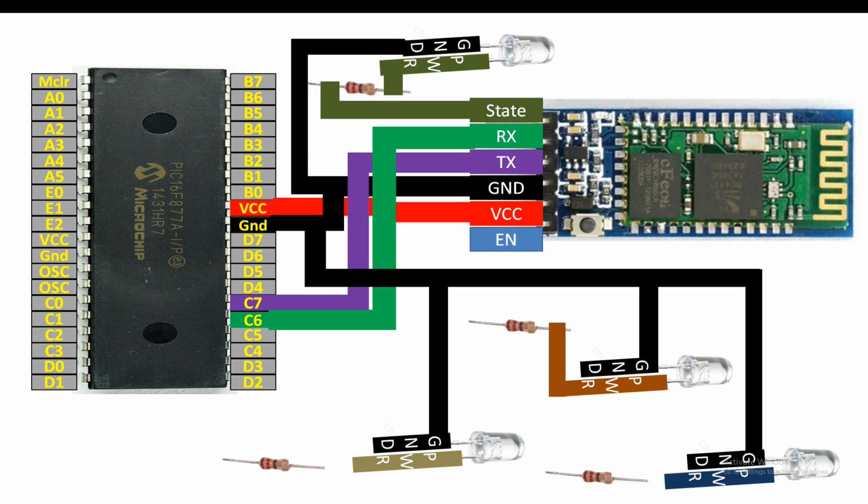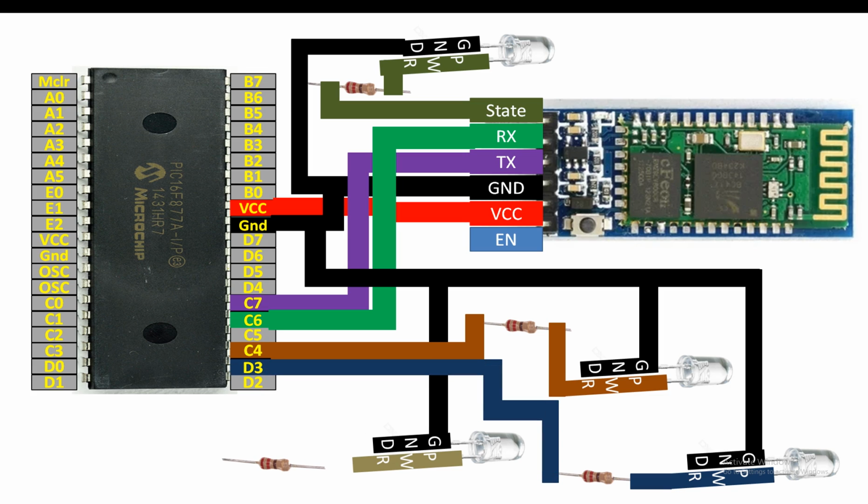Then from the other end of the 220 ohm resistor, you can use any available digital input output pin of your PIC. I'm going to use pin number C4 for this like this. Now guys, for the rightmost LED, connect the longer pin to the one end of the 220 ohm resistor like this. Then from the other end of the 220 ohm resistor, again you can use any available digital input output pin. I'm going to use the pin number D3 like this.